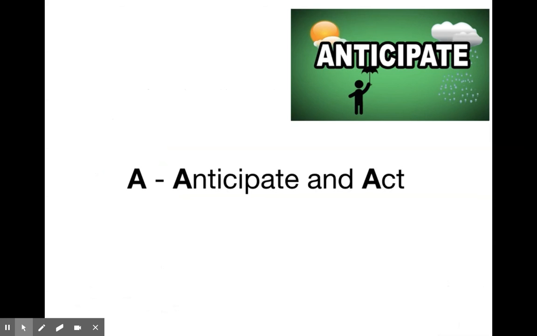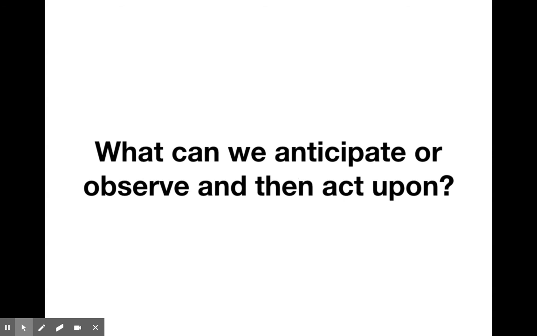So now we get to the anticipate and act. So what can we anticipate or observe and then act upon? This is what we want to do. So we've got a set of goals. We've come up with some strategies. Now we want to start to anticipate the outcomes from our strategies and then think about how we're going to act on those outcomes so we actually get to our solution.